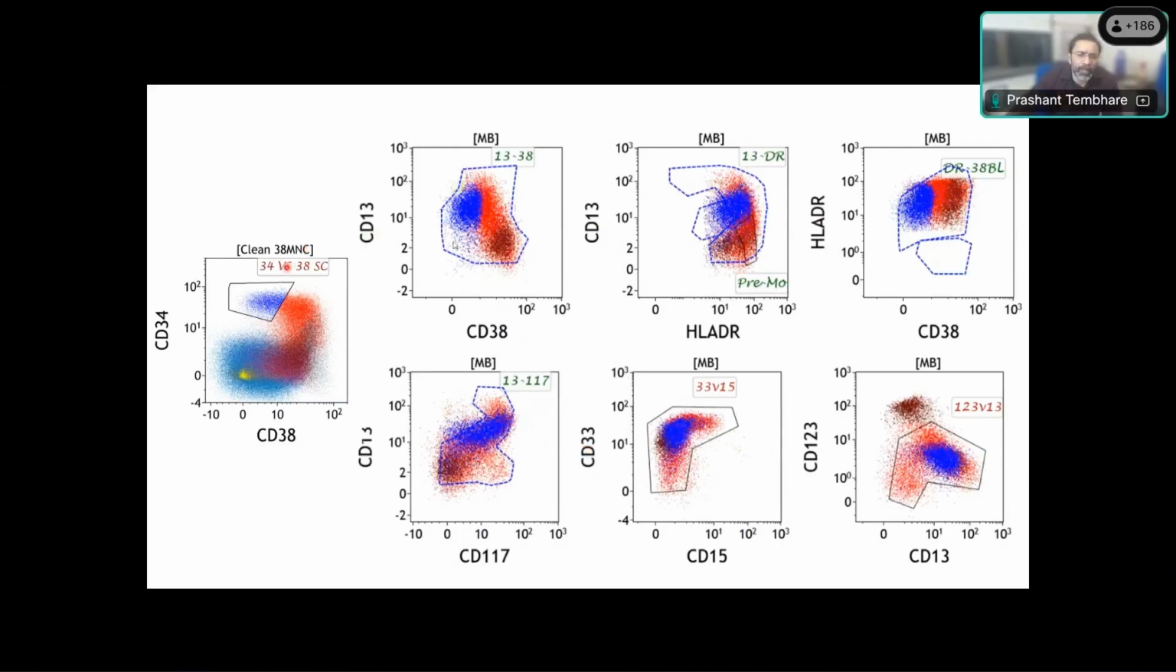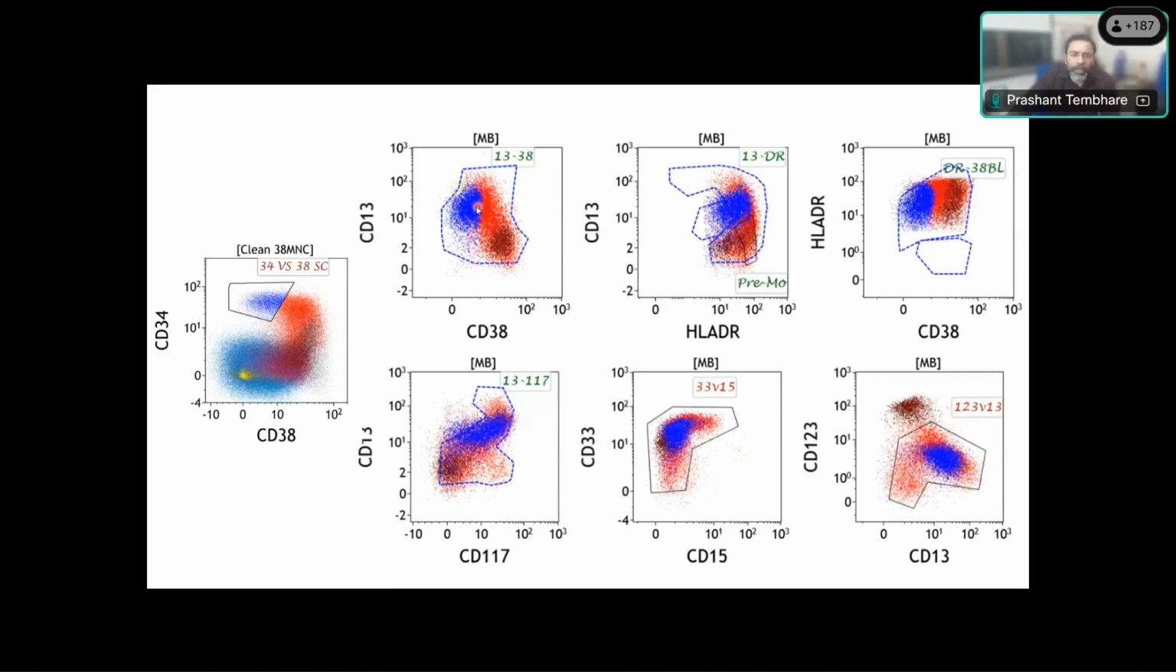So based on this maturation pattern, we put this gate. These are the gates where the normal maturation is present inside. So any population which is going outside these gates, we call abnormal. These are the gates formed based on the normal maturation pattern. And we have labeled here the stem cells with blue color and the other cells, the differentiated cells or the committed cells, with red color.